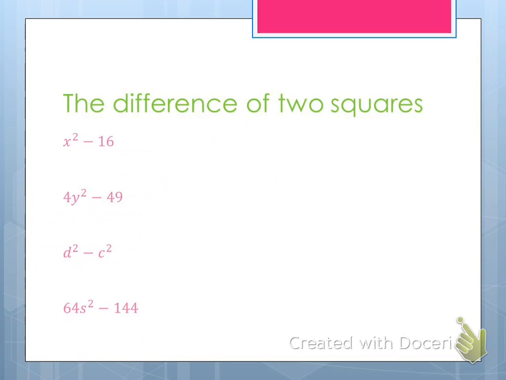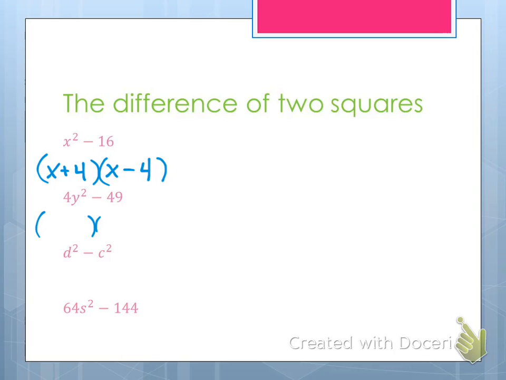All right, I want you to work on these next problems on your own, and then we will answer them. All right, let's find the answers to these problems. Jake, what is the answer to the first problem? Oh, the first problem, x squared minus 16. X plus 4, x minus 4. Very good. X plus 4, x minus 4.